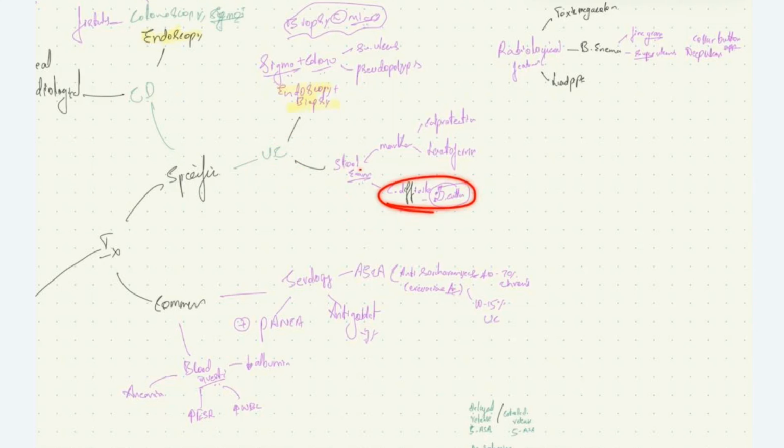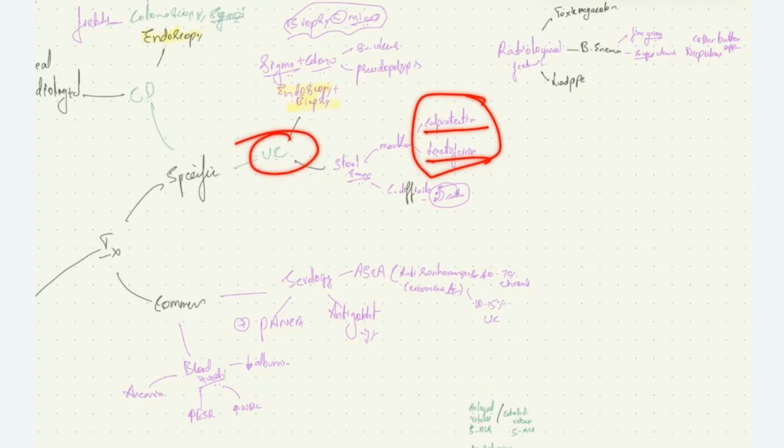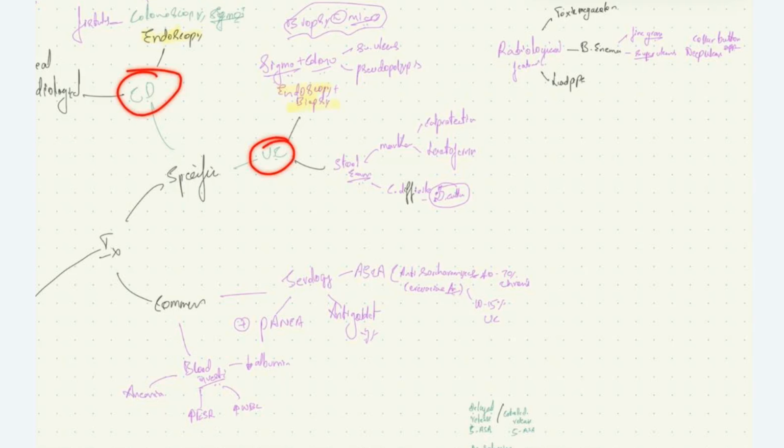The stool markers like calprotectin and lactoferrin are positive in case of ulcerative colitis. In fact, this positivity can be used to confirm the relapse of disease in some patients. The gold standard investigation for confirming ulcerative colitis and Crohn's disease is endoscopy with biopsy.